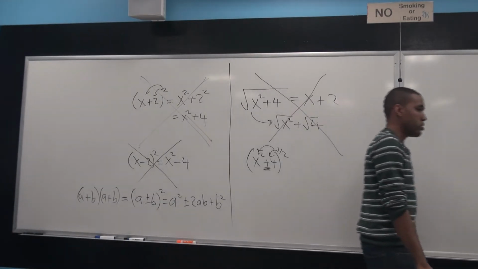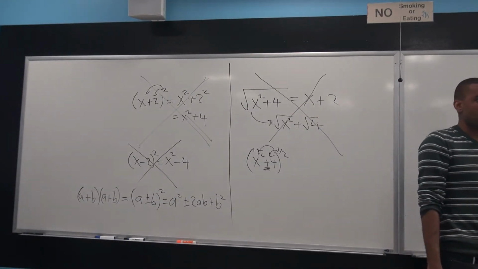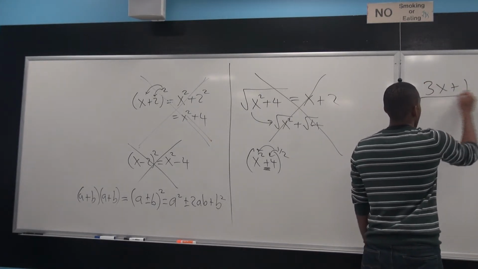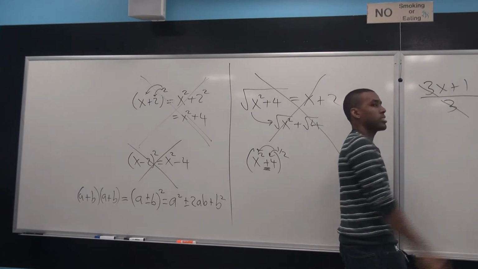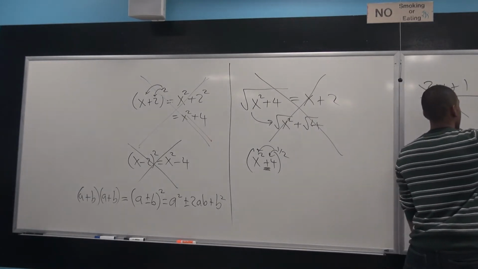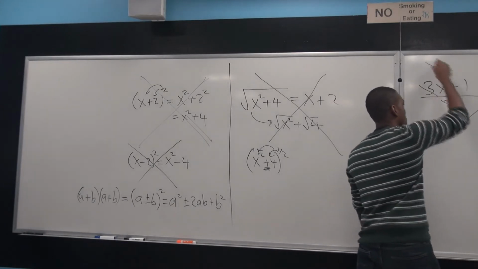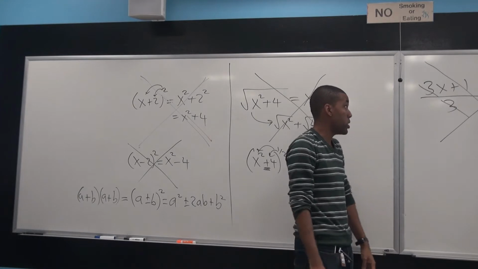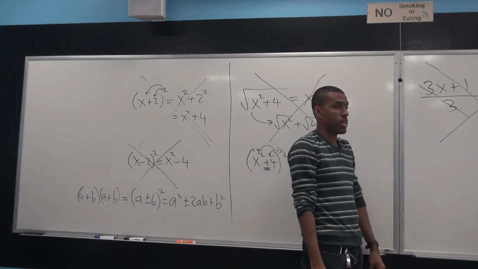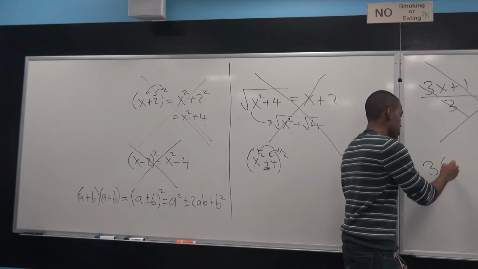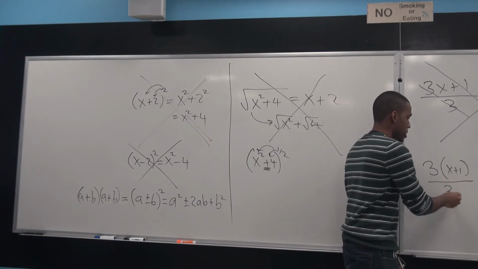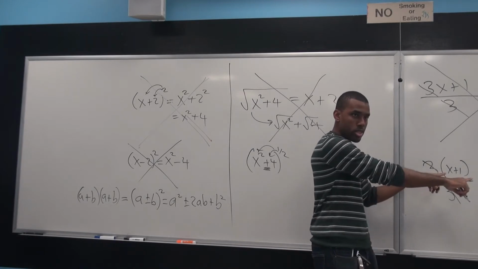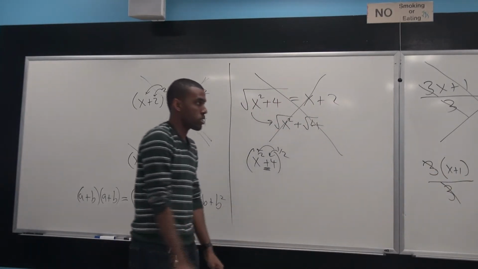What's another thing we should never do? Cancel across sums. So if you see something like 3x plus 1 all over 3, and you do this to get x plus 1, that is also wrong, right? Because you cannot cancel things when there's a plus or minus sign separating. You have to cancel across multiplication or division. So if it was 3 times x plus 1 all over 3, then yes, you can cancel the 3's. Without these parentheses there, you cannot cancel the 3's, right? It's illegal. You cannot cancel across sums.